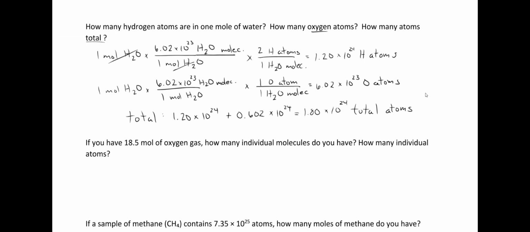Let's do some more practice with moles here. So let's say we have 18.5 moles of oxygen gas. Oxygen gas is O2. I want to know how many individual molecules I have. In other words, how many O2s do I have? And also how many individual atoms. So it would be worth noting here that for every one O2 molecule, there are 2 atoms, 2 oxygen atoms specifically.